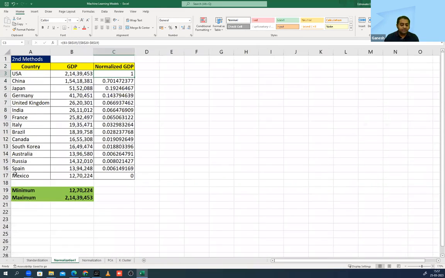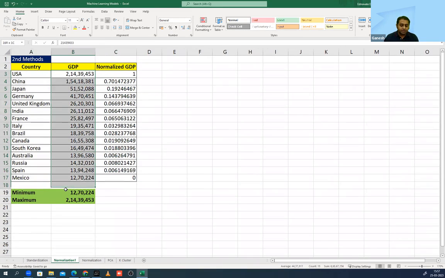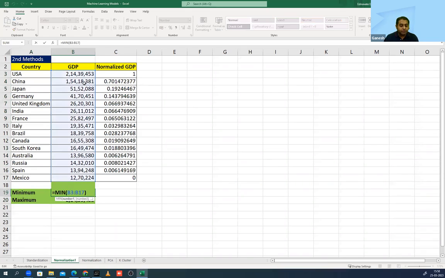How do we do it? Suppose I have data of countries and their GDP. Now I cannot compare US ka GDP with Mexico, na? It will not be easy. So I have to normalize the data. And how do I normalize? Obviously, I first calculate the maximum and minimum value. In the entire data, which is the maximum one, I'll take that. Which is the minimum one, I'll take that. Clear? Next, look at this section. What is the formula? B3, which is this, minus the minimum divided by the range. Range kahan se aa raha hai? The difference between the maximum and minimum. Clear hai?